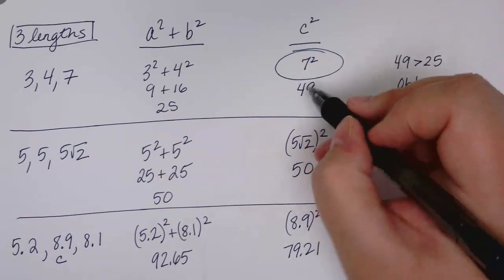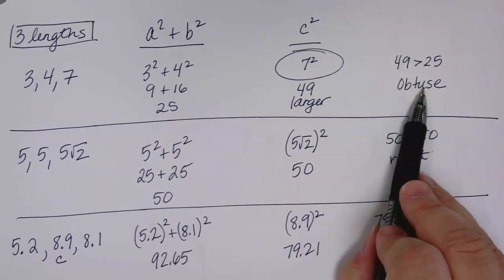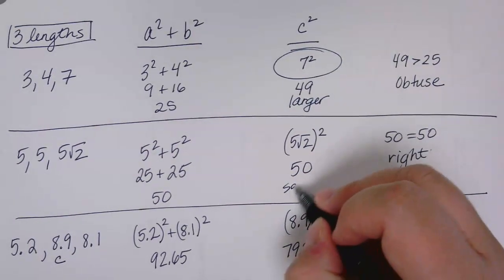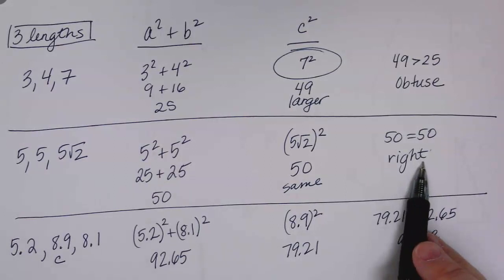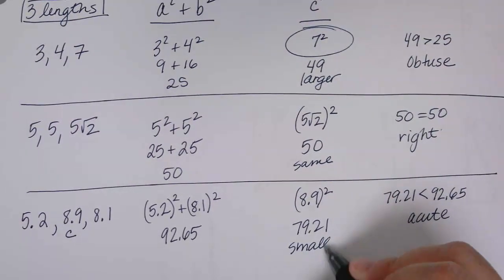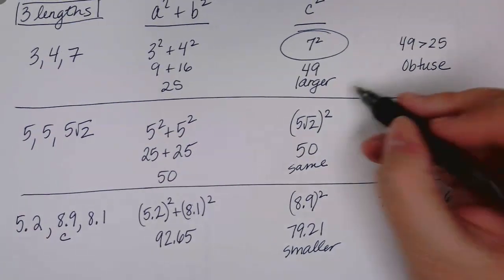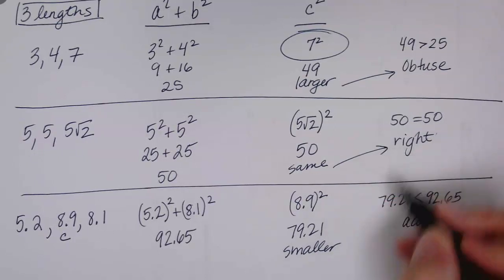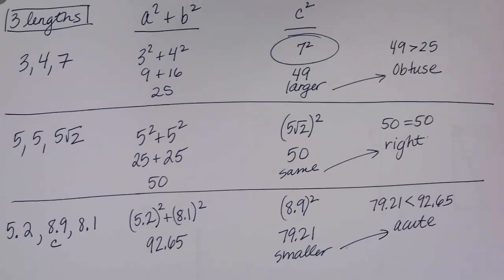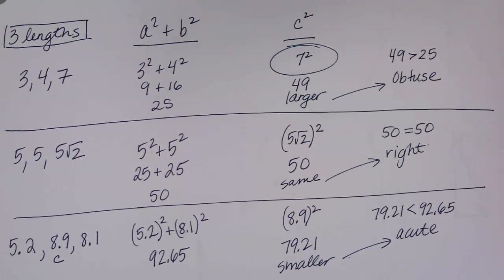So again, when c squared is larger, that's an obtuse triangle. When c squared is the same or equal, it's a right triangle. And if your c squared is smaller than what you got for a squared plus b squared, that's an acute triangle. So as long as you do it in that order, it makes sense to me. Larger goes with obtuse, making all my decisions based on c squared.